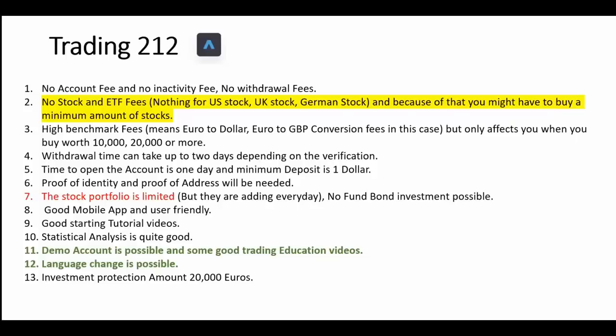For example, if you are trying to buy a stock, let's say for 10 euros or $10, then Trading 212 might ask you to buy a minimum of 2 or 3, because of course there is no fee on trading, so just not to lose money on that, they will ask you to buy at least a minimum amount of stocks. I will not go into much more detail on benchmark fees because this is for Forex trading, and I don't recommend Forex trading anyways when you are a beginner.